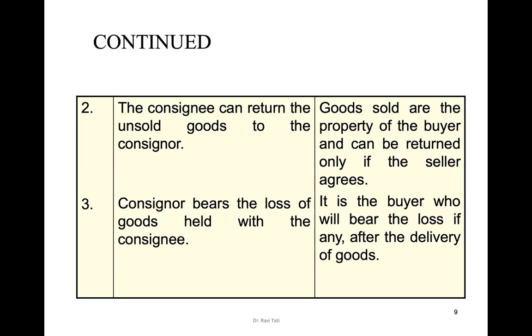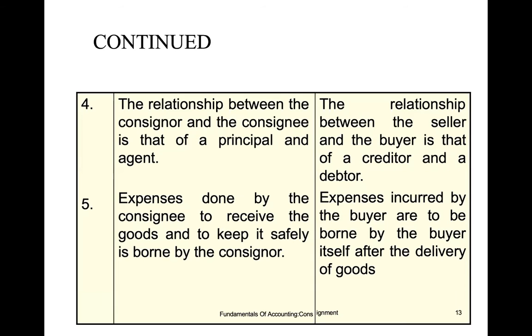Number three, in case of consignment, the consignor bears the loss of the goods held by the consignee, whereas the buyer bears all the risk and loss because he is possessing and he is the owner of that. Number four, in case of consignment, the relationship between the consignor and consignee is the principal and agent relationship, whereas in case of sale it is the seller and buyer, vendor and vendee relationship. Or if there is no cash paid, creditor and debtor. If it's a credit sale, then it is a creditor and debtor relationship.